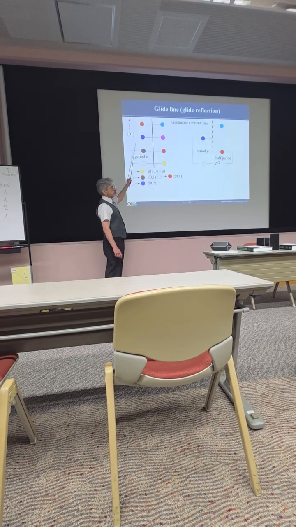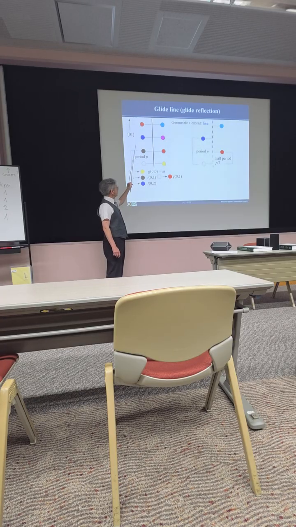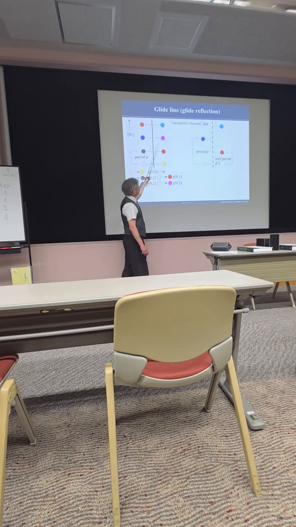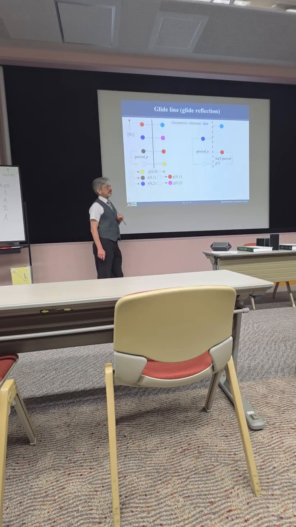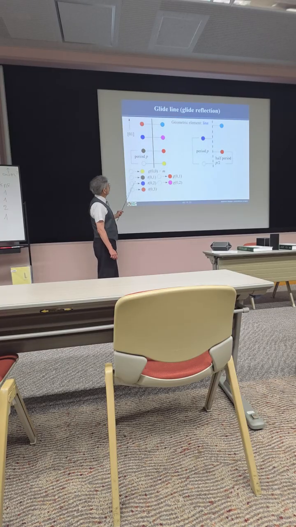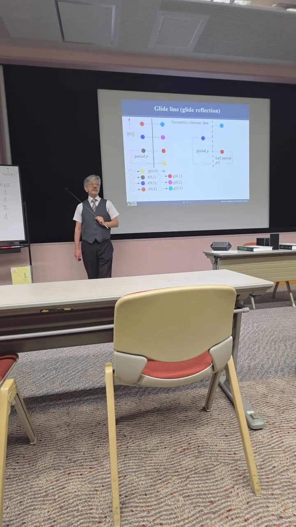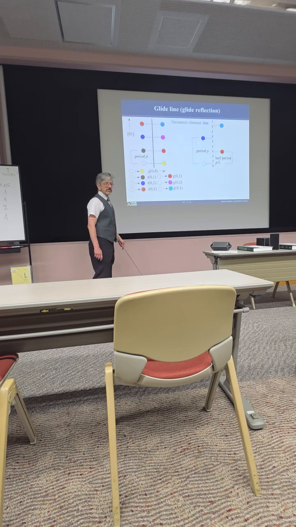White to blue, translation of two periods. White to purple, glide, reflection plus translation of two periods. White to orange, translation of two periods. White to cyan, reflection and translation of two periods. So a glide 0-2. And so on. Of course, you can go in the negative direction, okay?